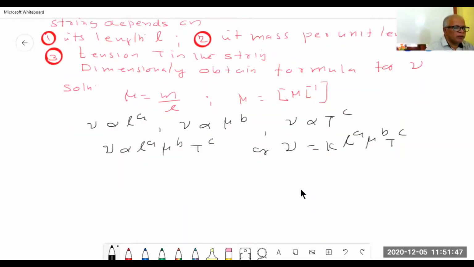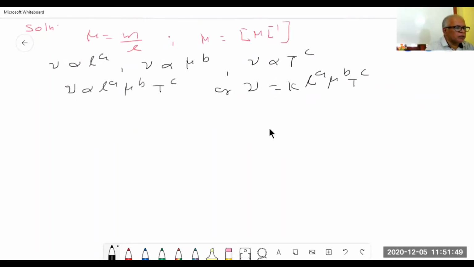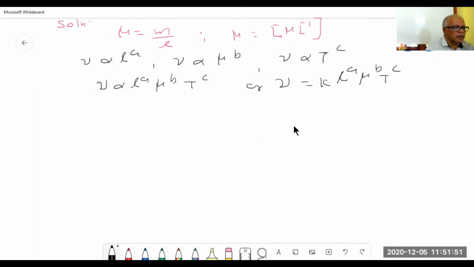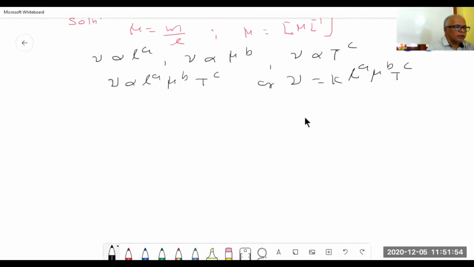So what is the dimension of nu, frequency? If you know all the dimensions of these quantities, you just put them down. Just note it down.